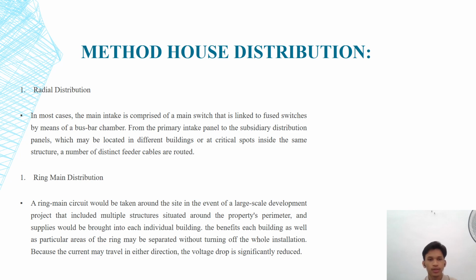Next, ring distribution. A ring circuit will be taken around the site in the event of a large-scale development project that includes multiple structures situated around the property perimeter, and supply would be fed into each individual building. The benefit is that each building as well as particular areas of the ring may be isolated without turning off the whole installation. Because the current may travel in either direction, the voltage drop is significantly reduced.